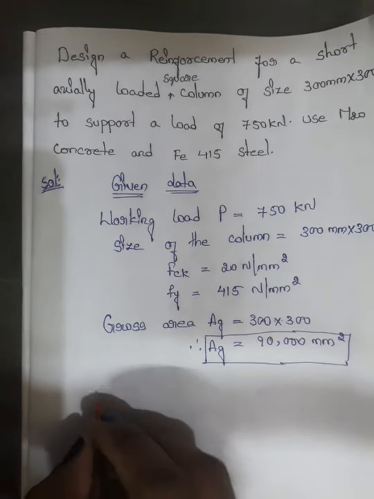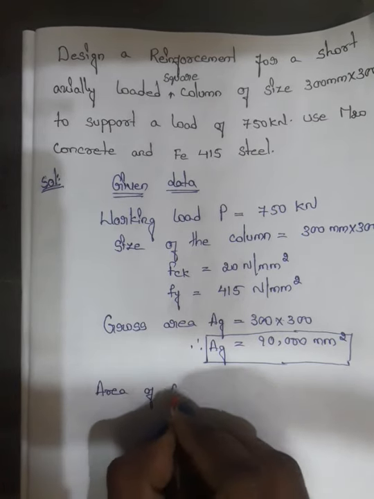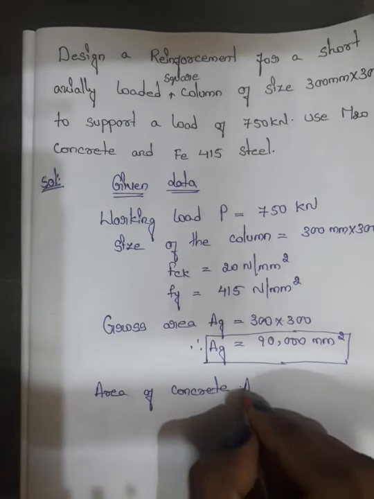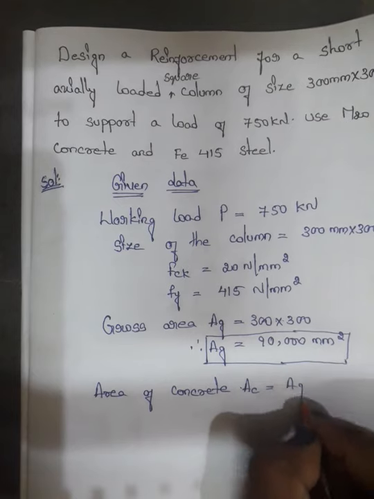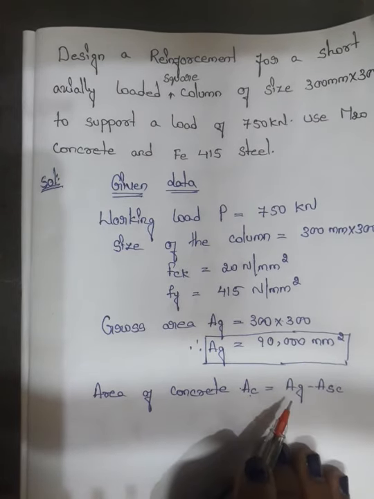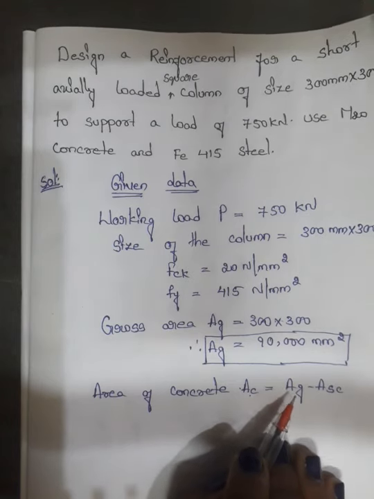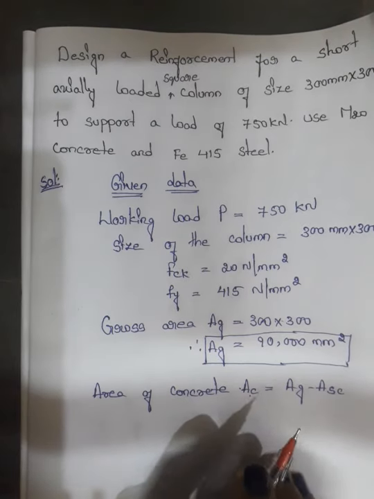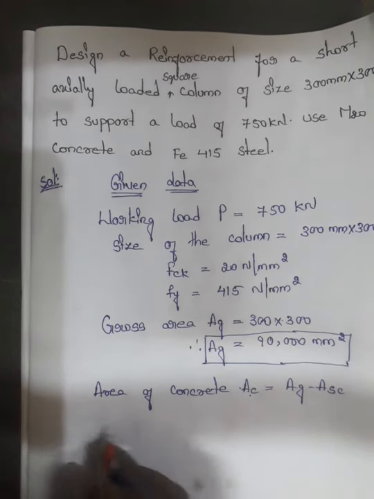So we have got the Ag value. So now how to find the area of the concrete? So area of concrete, which is denoted with Ac, is Ag minus Asc. So to get the area of the concrete, we need to subtract the reinforcement from the total area. So total area minus area of steel will give the area of the concrete. We don't know Asc yet, right? So we'll keep it like that.